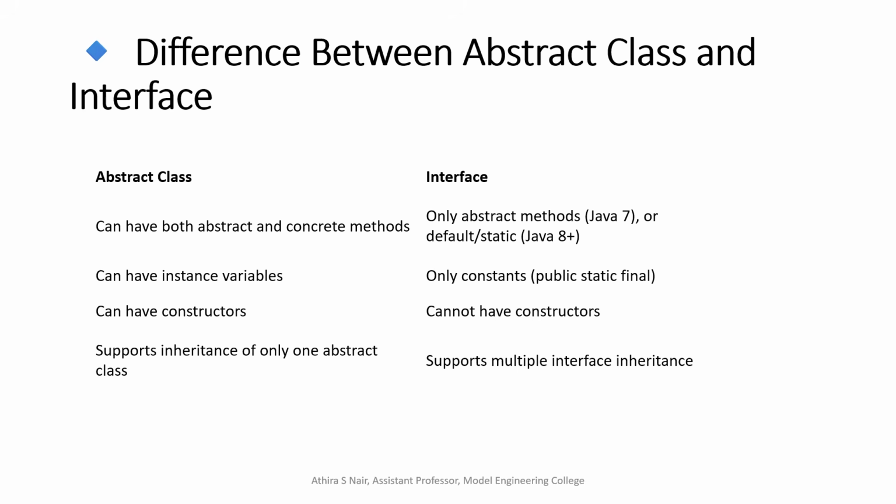Now we will see the difference between abstract class and interface. An abstract class can have both abstract and concrete methods, but an interface can have only abstract methods till Java 7, and default or static methods after Java 8. An abstract class can have instance variables, but an interface can have only constants, that is public, static, final. An abstract class can have constructors, but an interface cannot. An abstract class supports inheritance of only one abstract class, but an interface supports multiple interface inheritance, like multiple inheritance.